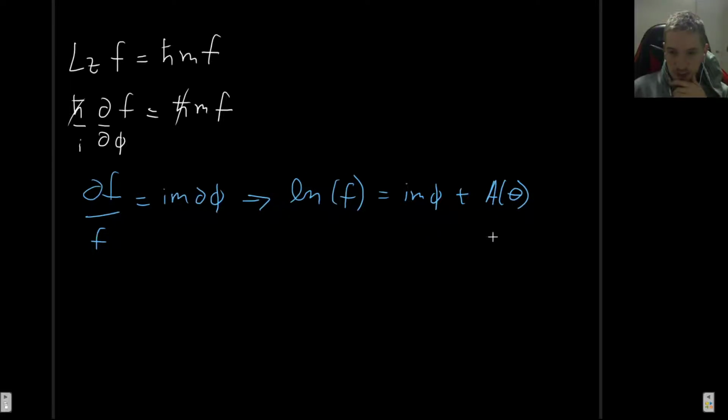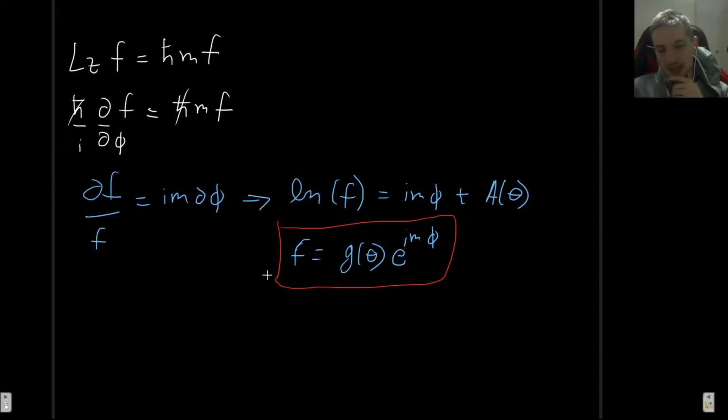So now we can exponentiate this whole thing, and we get that f is going to be some constant, which I will call now g, times e^{imφ}. So this is the form of the eigenfunctions of angular momentum. We have found the phi dependence, but we have not found the theta dependence yet.